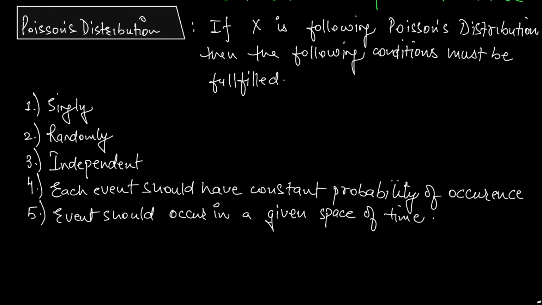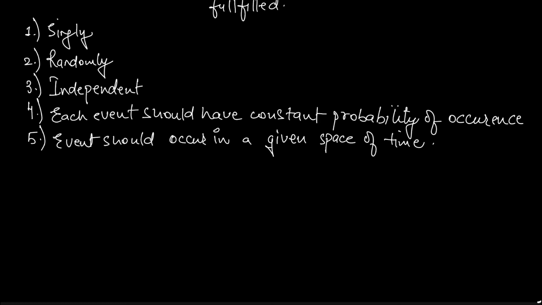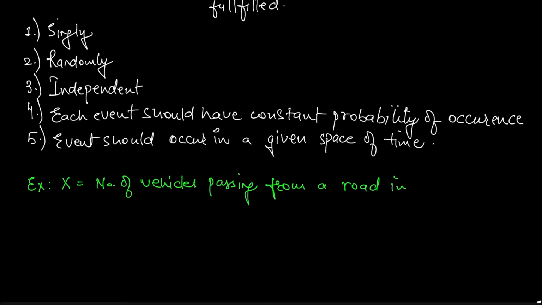If all these five conditions are fulfilled, we will say that the given event is actually following Poisson distribution. So let's understand what happens if event X follows a Poisson distribution. X represents the number of vehicles passing on a road in every 10 minutes. This particular event is representing a Poisson distribution.